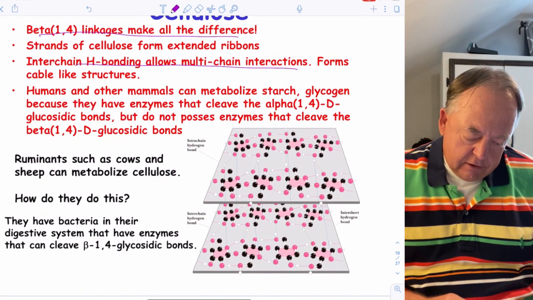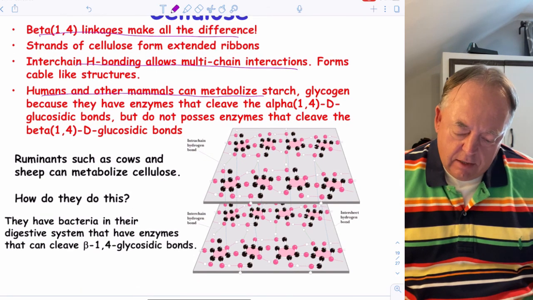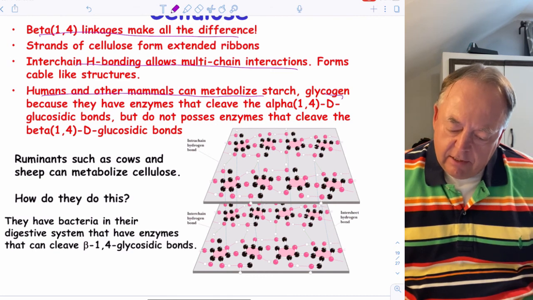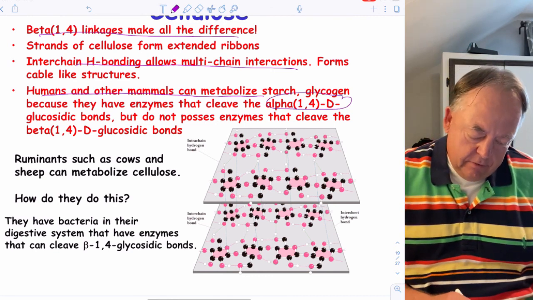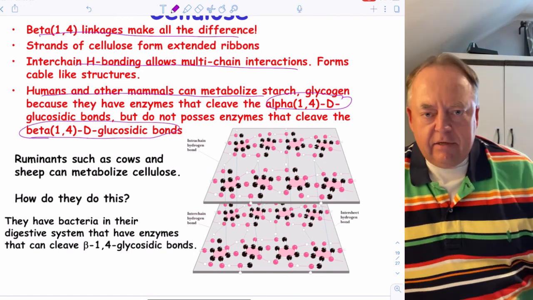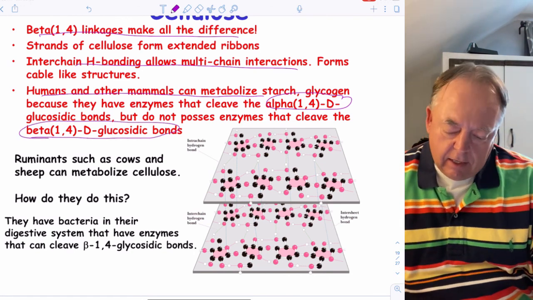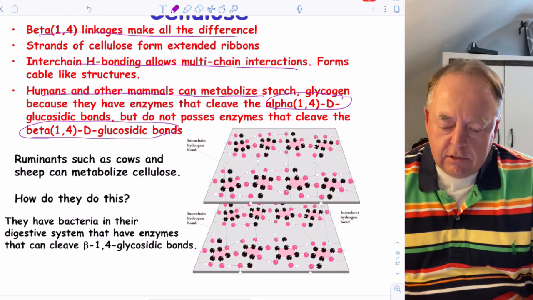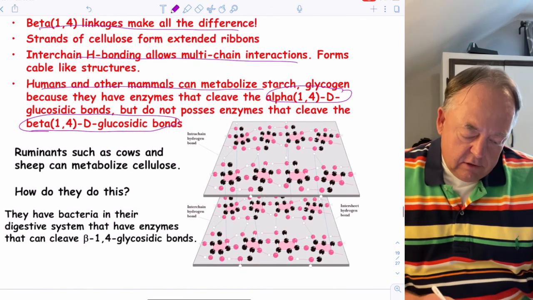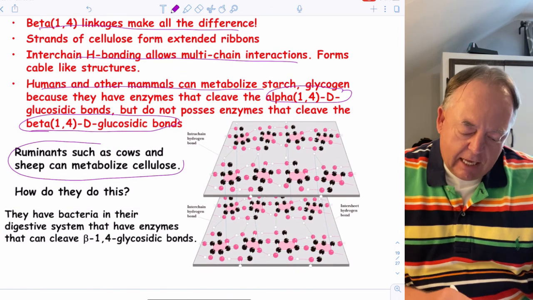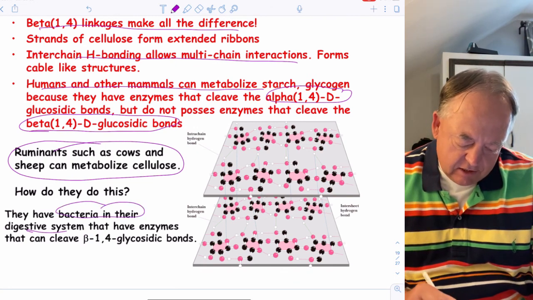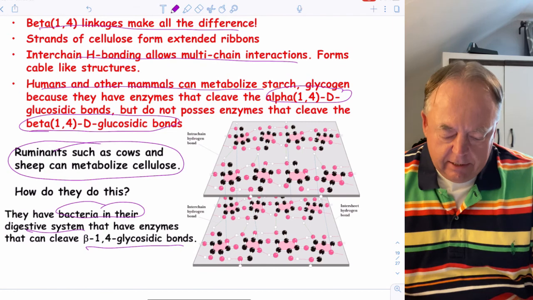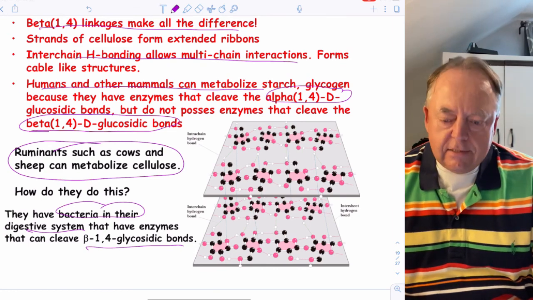Another significance is that humans and other mammals, we have enzymes that can cleave alpha-1,4 glycosidic bonds, but we don't have the enzymes that can cleave beta-1,4 glycosidic bonds, so we can't metabolize cellulose. Ruminants, such as cows and sheep, can metabolize cellulose though. How do they do this? Because they have bacteria in their digestive system that have the enzymes that can cleave the beta-1,4 glycosidic bonds.